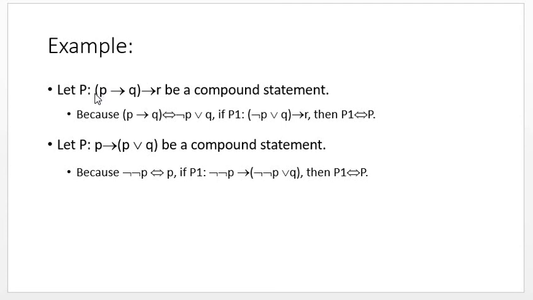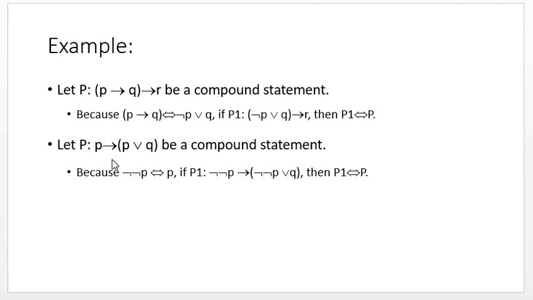Consider another example. Let P be the compound statement P implies Q implies R. This compound statement contains P implies Q, and we know that P implies Q is logically equivalent to negation P or Q. So another compound statement P1 is obtained by replacing P implies Q by negation P or Q. So P1 is negation P or Q implies R, and P1 is logically equivalent to P.